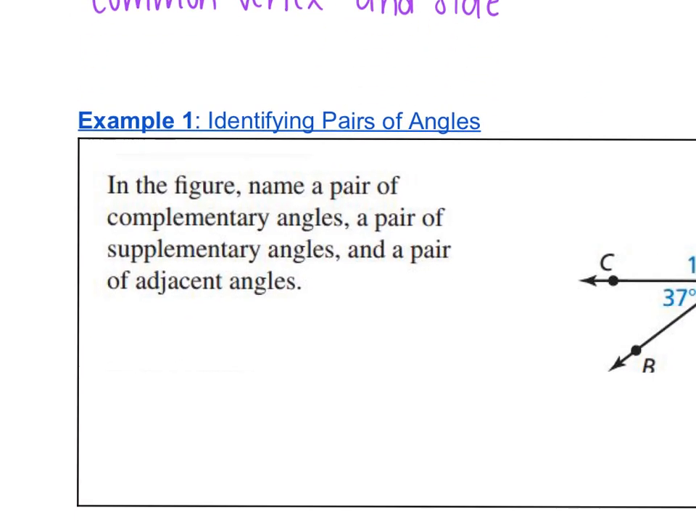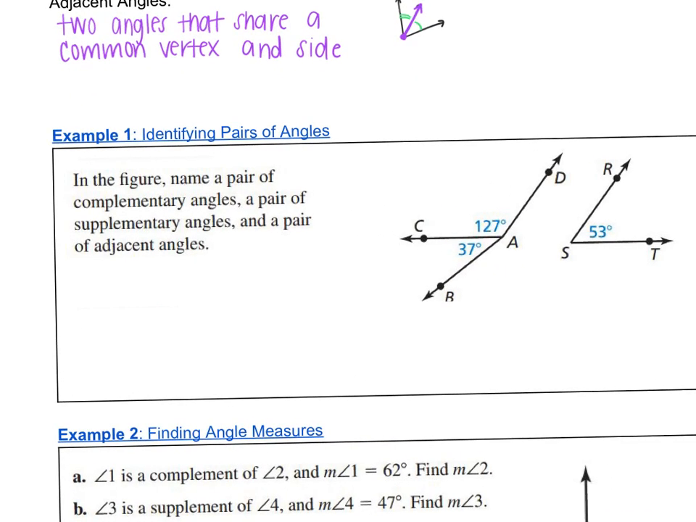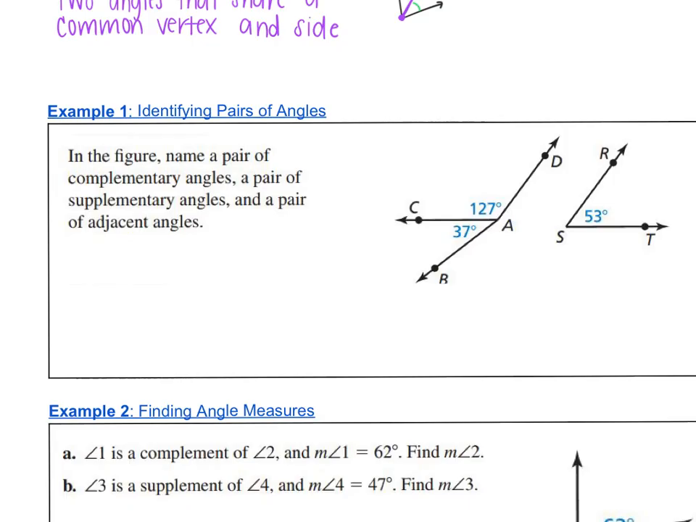So let's go ahead. In example 1, we're just going to identify what types of angles we have here. So you'll take a look in the figure. We've got several different angles. Now keep in mind, the angles I have here could be angle CAR. There's one angle. Could be angle CAD. Could also be angle RAD. So really in that one part, I have 3 angles. And then I obviously also have angle RST. So I've got really 4 different angles there.